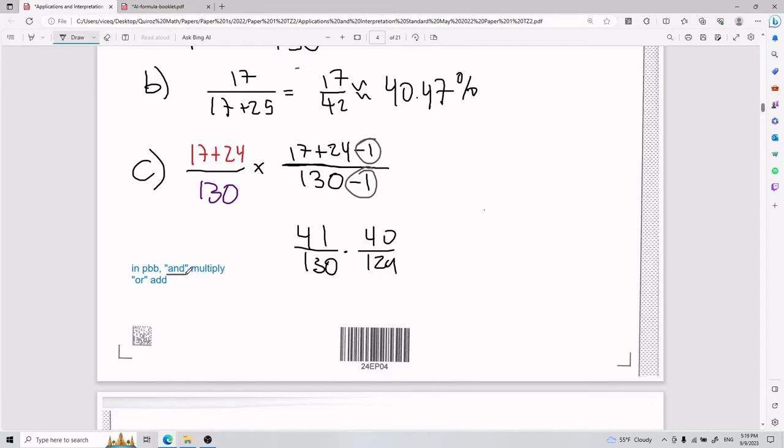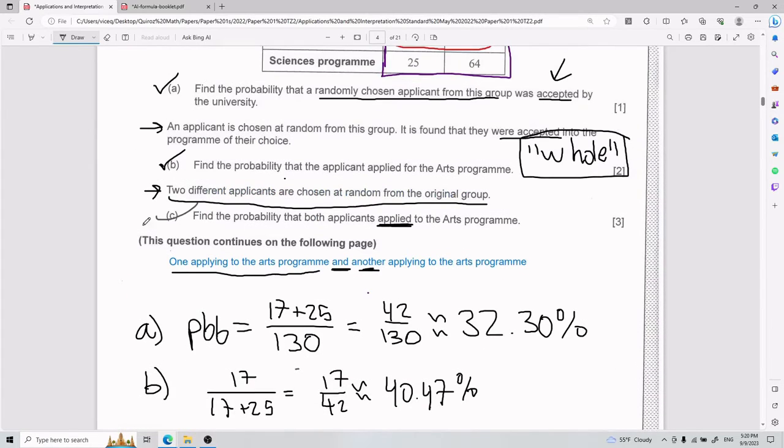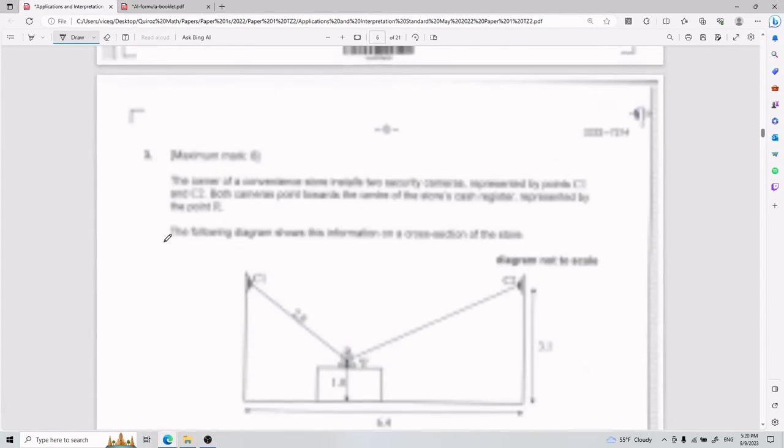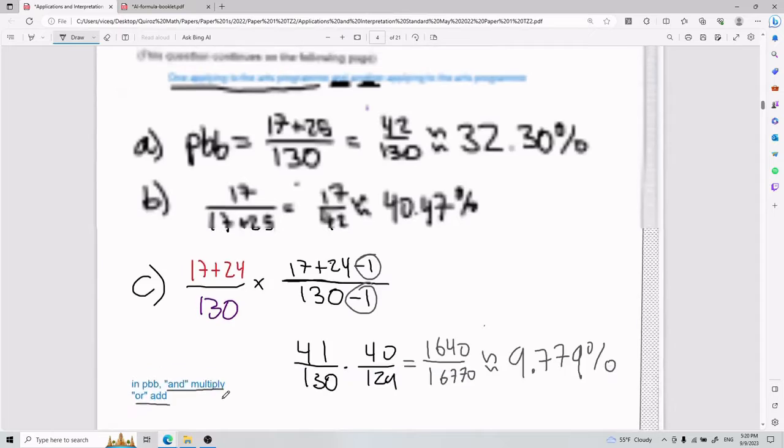Notice that when you catch yourself saying and, you multiply. When you catch yourself saying or, you add. So this is going to be a very big number. But if you follow your calculator, it gives you this, which roughly is just going to be around 9.779%. So that is for part C and for number 2 in general.